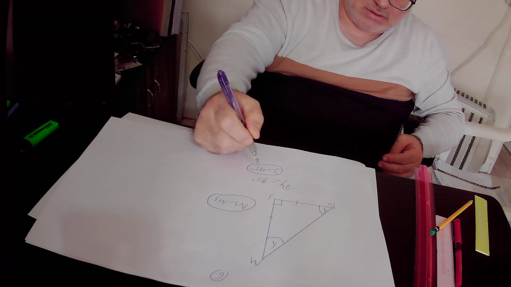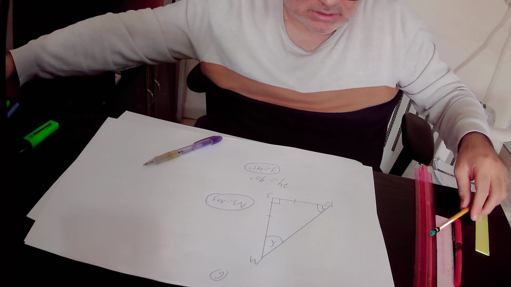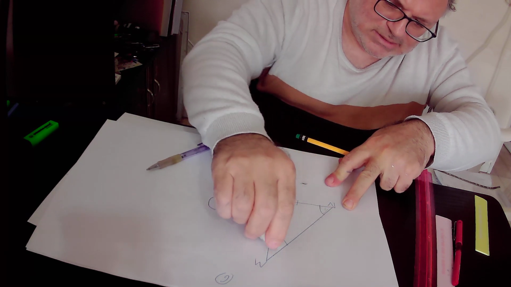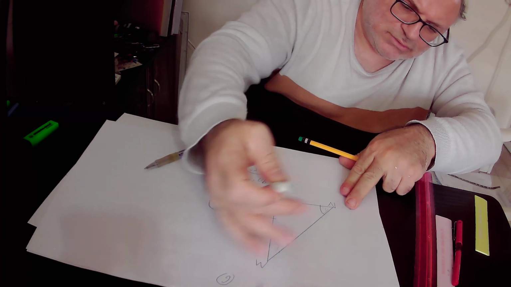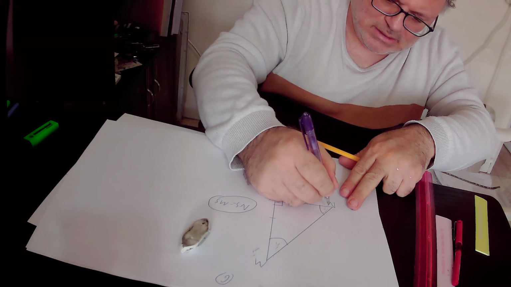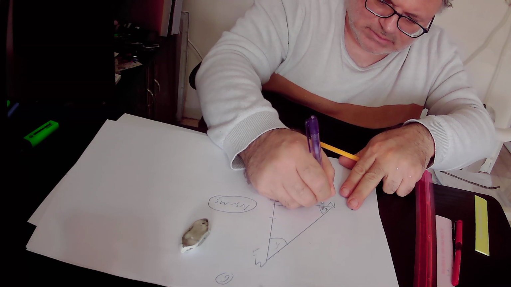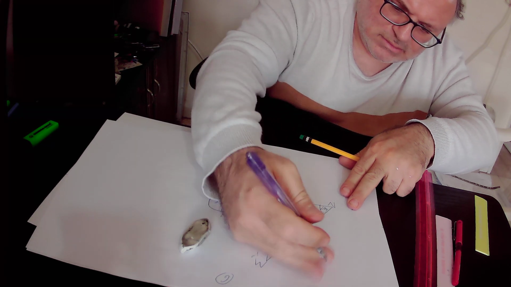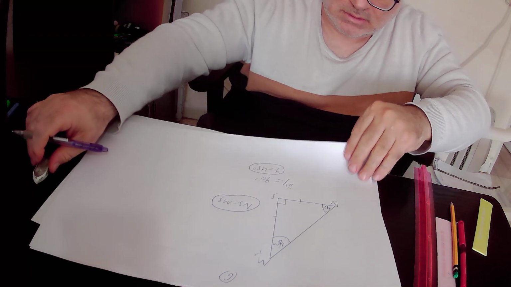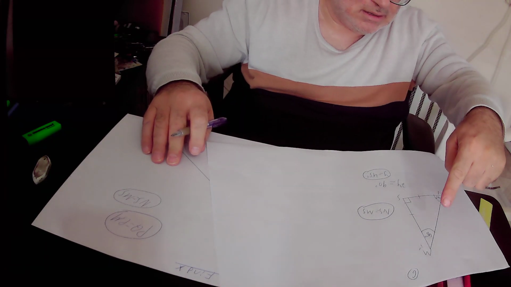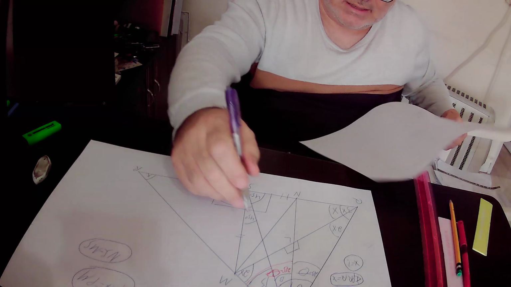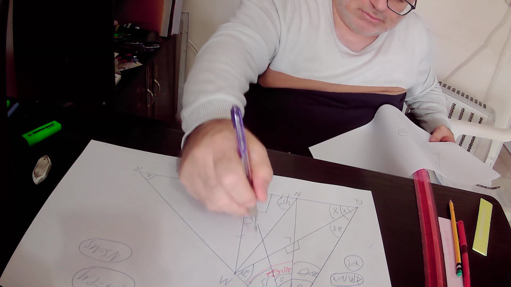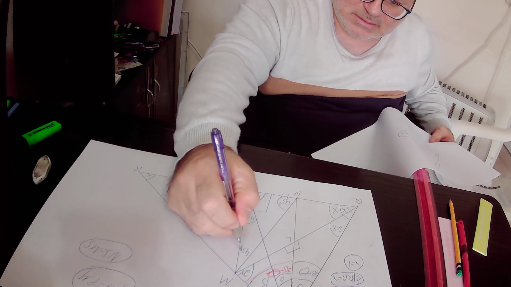So we found out that this angle, that is actually angle SNM, equals 45 degrees. And the other angle also equals 45 degrees. So we can write here that this angle equals 45 degrees, and this angle also equals 45 degrees. So here, angle MS equals 45 degrees, and this angle also equals 45 degrees. Okay?